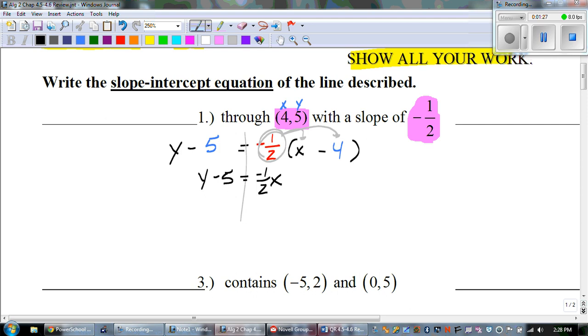You can do this, guys. A negative times a negative is a positive. What's half of 4? Yeah, half of 4 is 2. And now all we do is solve for y. We add 5 to both sides. And then we get y equals negative 1/2 x plus 7. And then we're just going to write this on the line. So negative 1/2 x plus 7.